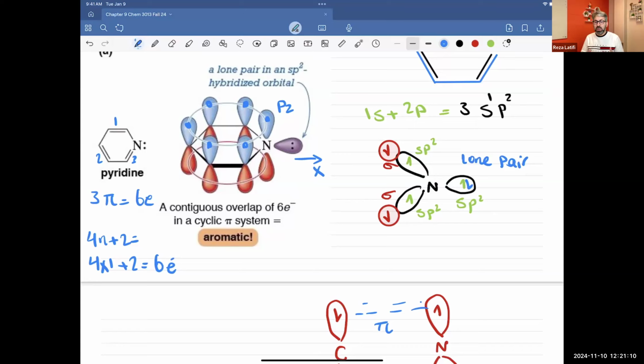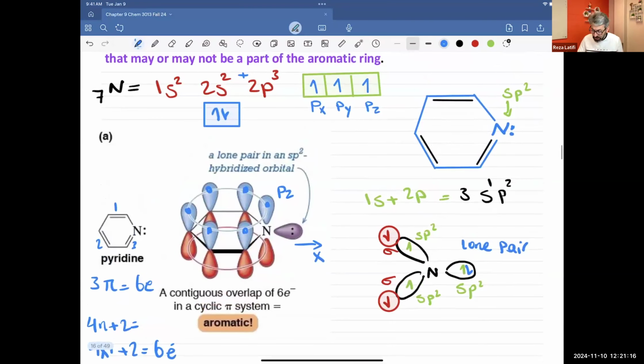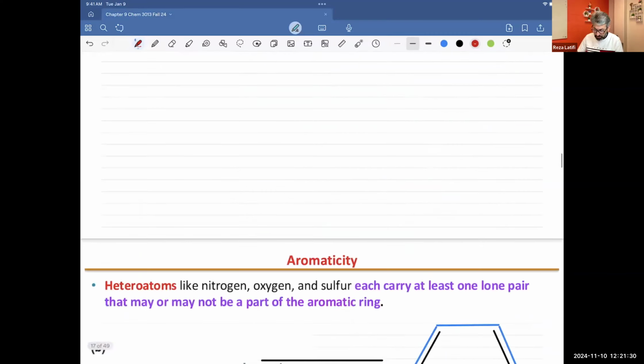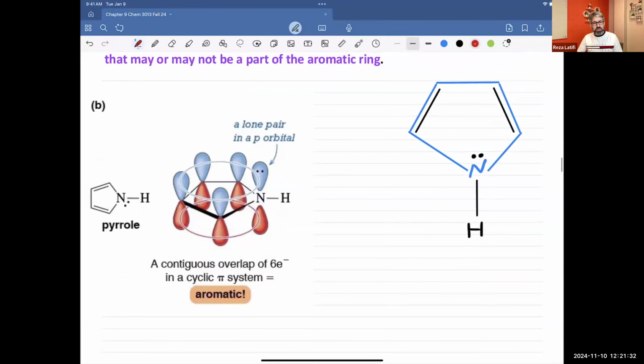But if pyridine is supposed to react with acid, now you can use that lone pair and, for example, react it with H plus. The H plus will react with this lone pair and will give us NH. So that lone pair is useful whenever we want to take H from acidic solution. Now, how about this molecule, pyrrole?